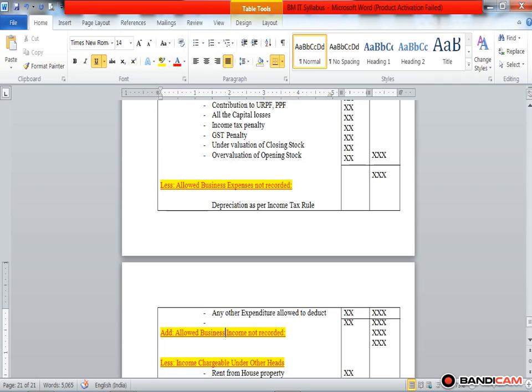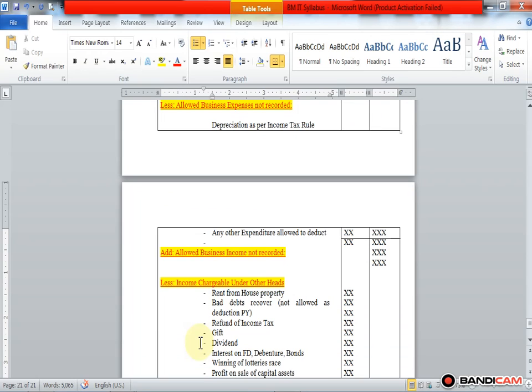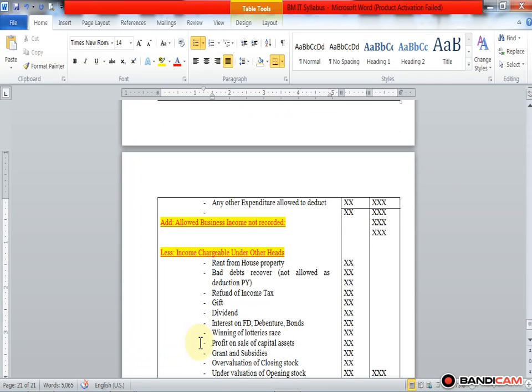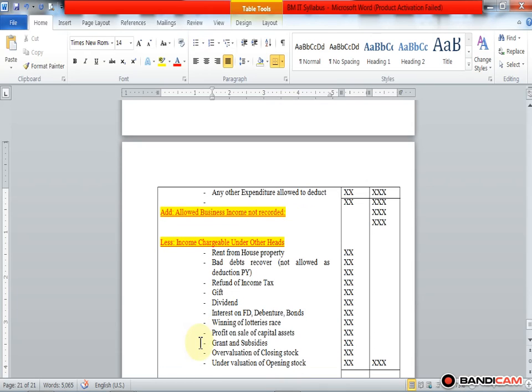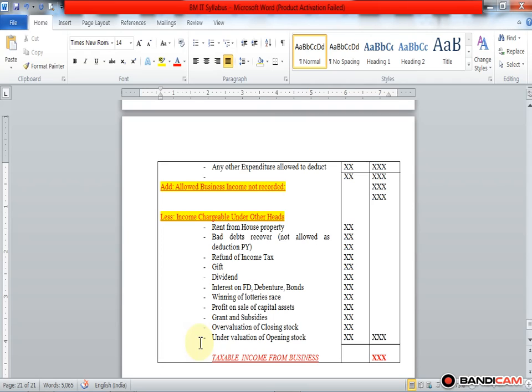Deduct income chargeable under other heads, and this income is given to you in the profit and loss account on the credit side. So easily find out the income, and that list of income is given here under other heads. That is rent from EHP, bad debts recovered but previously disallowed, refund of income tax, gift, dividend, interest on FD, debenture, bonds, winning of lotteries, race, profit on sale of capital assets, grants and subsidies, overvaluation of closing stock, undervaluation of opening stock. Then we make the total of income chargeable under other heads, and then we deduct this income from net profit. Then we arrive at taxable income from a business. Got it? Okay sir, got it.